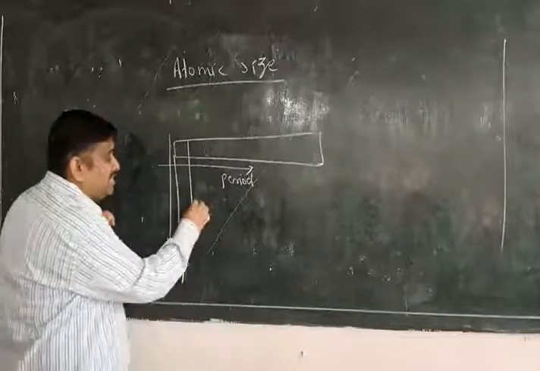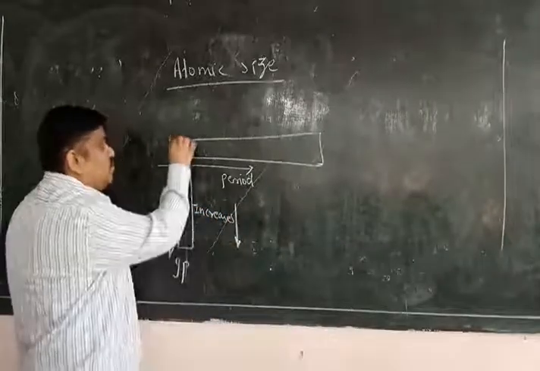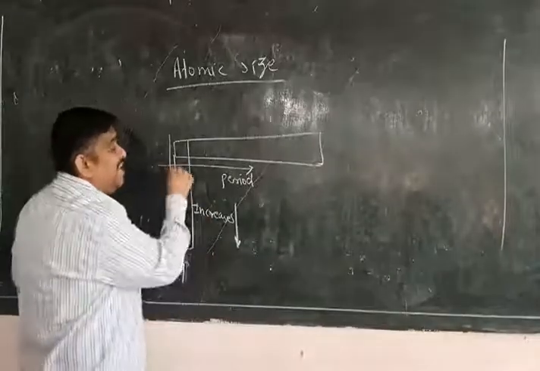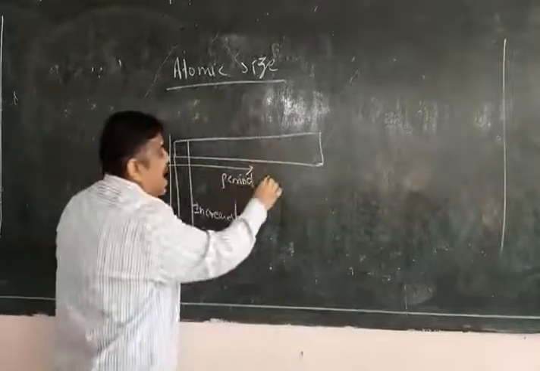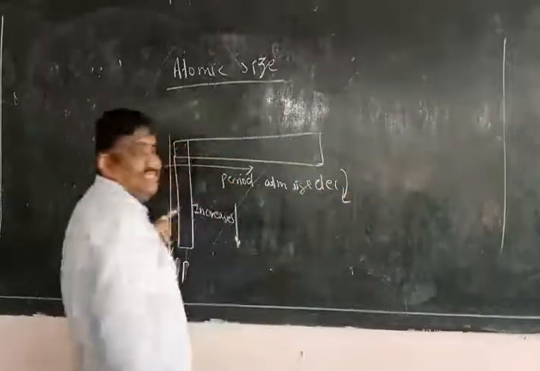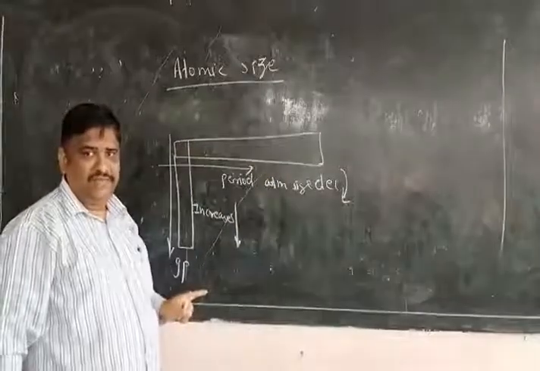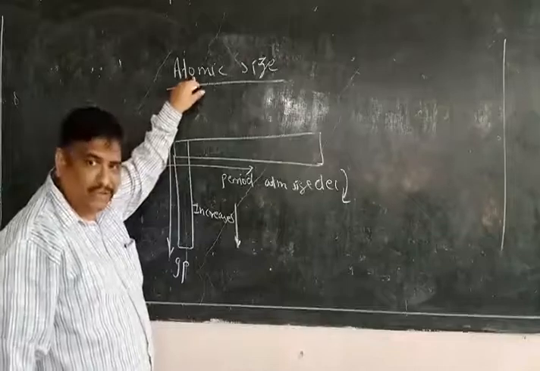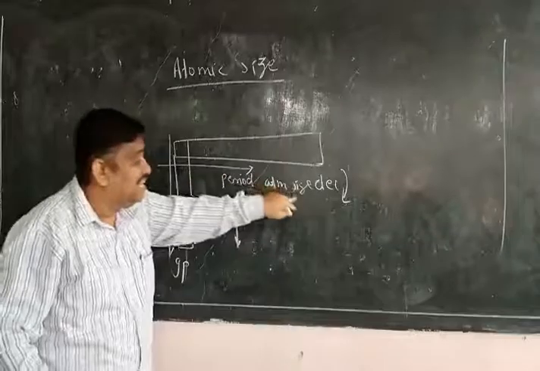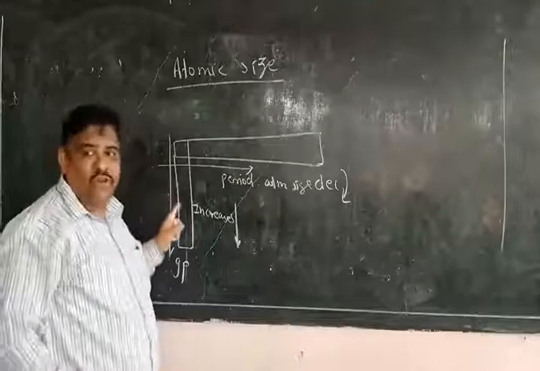You know that atomic size increases down the group. As you move from top to bottom in the group, atomic size increases. And as you move from left to right in the period, the atomic size decreases. This is the general trend of the variation of atomic size: it decreases along the period and increases down the group.